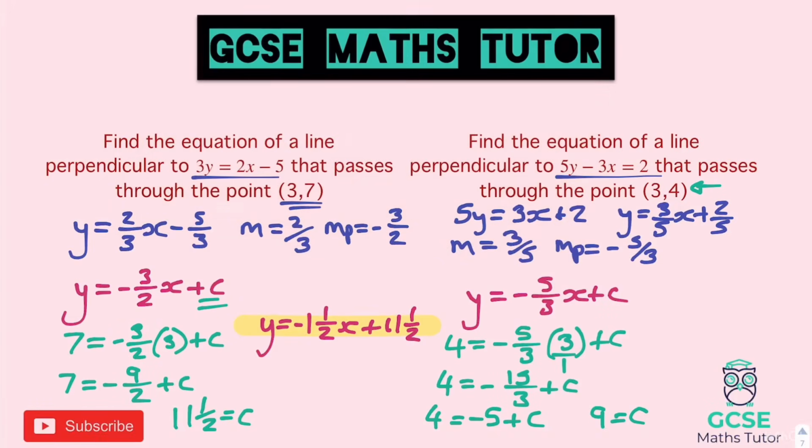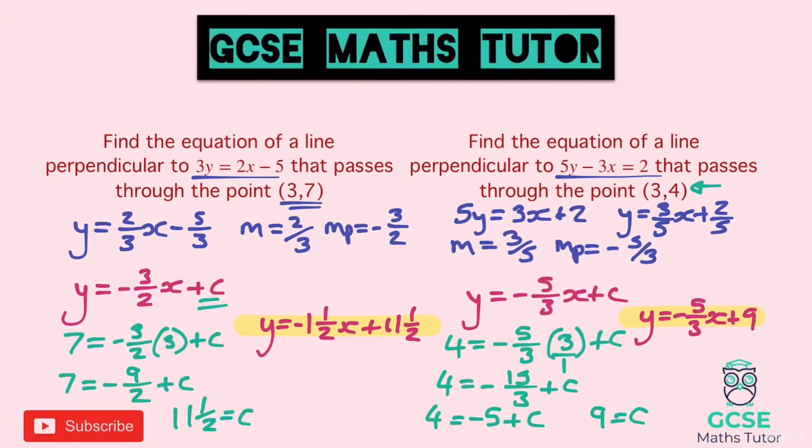And then again, we can put that in place of c in our line equation. So what do we get? We get, let's write this up here, y equals minus 5/3 x plus 9. There we go, and that is our line equation. And again, you could write negative 5/3 as negative 1 2/3. You could write that in another format if you wanted to, but absolutely fine just to leave that as a fraction. Right, so there's those two.